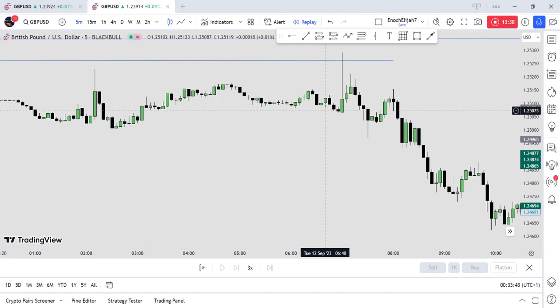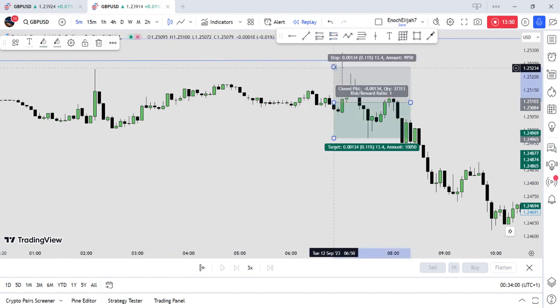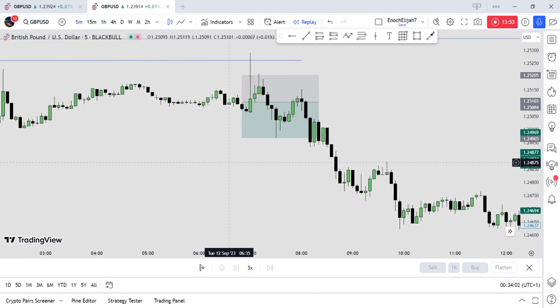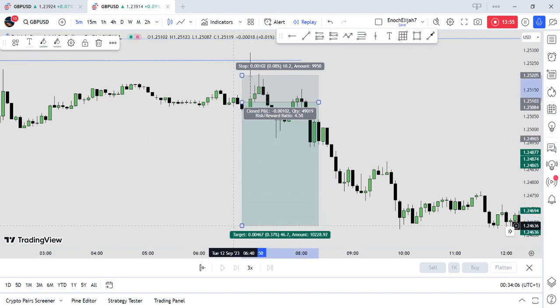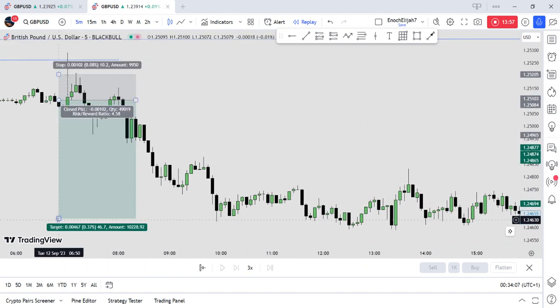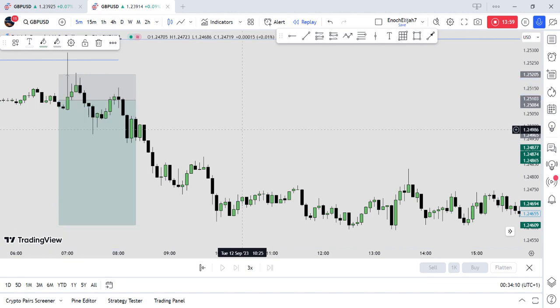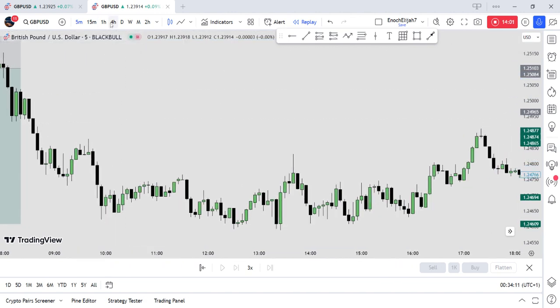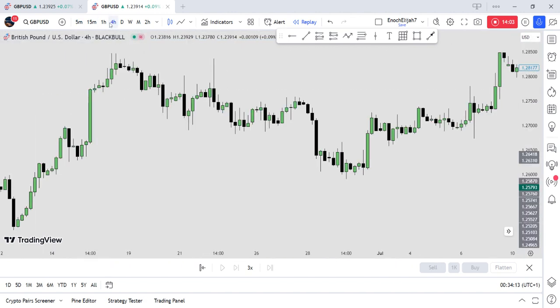So price tapped into it, broke lower. This would have been a good entry right here. And price sold massively. So I think this is a good model, quite good, quite good.